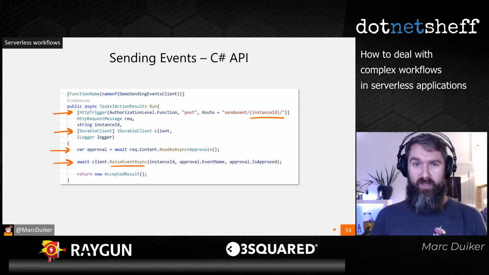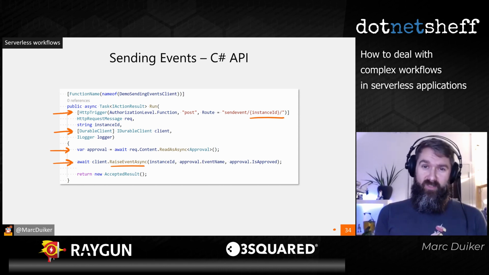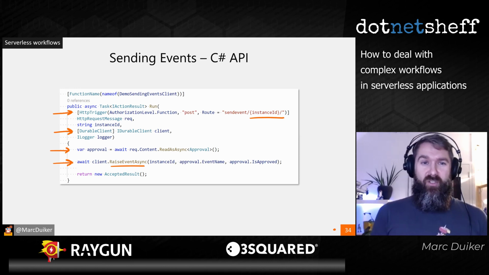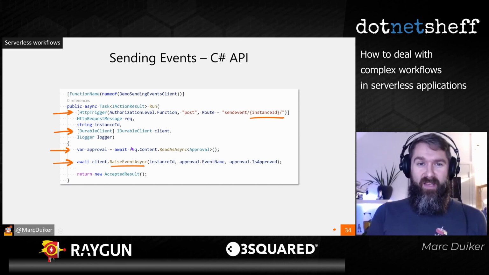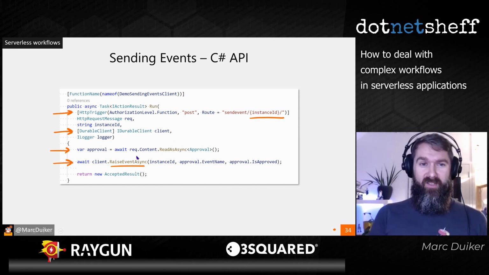What I usually do is, as part of the workflow, I first store this instance ID somewhere, and that can also be done with Durable Functions, or you can store it somewhere else. And then at a later stage, when this event needs to be raised, I make sure I can read the instance ID from that state and use it.